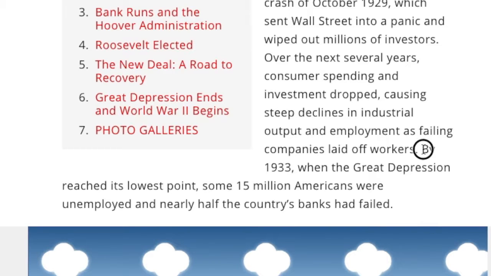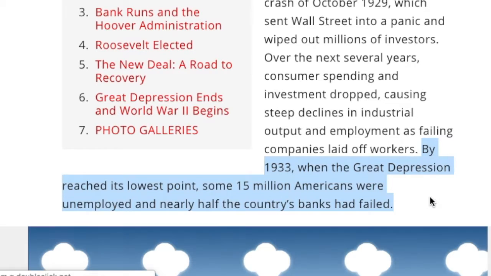I found this quote to be very important to how it affected Americans and what happened during that time. So by 1933, when the Great Depression reached its lowest point, some 15 million Americans were unemployed and nearly half the country's banks had failed. That's perfect. That tells me how Americans were affected, it's coming from a reliable source, and that's a quotation that I feel comfortable enough to put in my paper and expand on further. So I'm going to add that in that section.